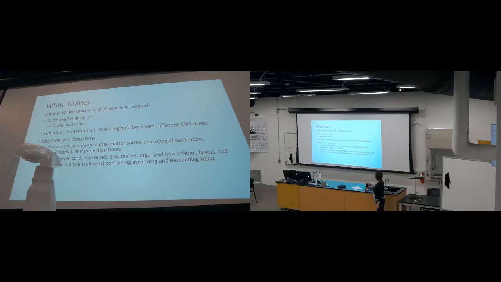White matter is mainly made of myelinated axons, whose function is to transmit action potentials between the different regions of the CNS. In the brain, it is deep to the gray matter. In the spinal cord, it is superficial to the gray matter. The reason for that is because we have more mobility in the spinal cord, so you have to protect the gray matter.